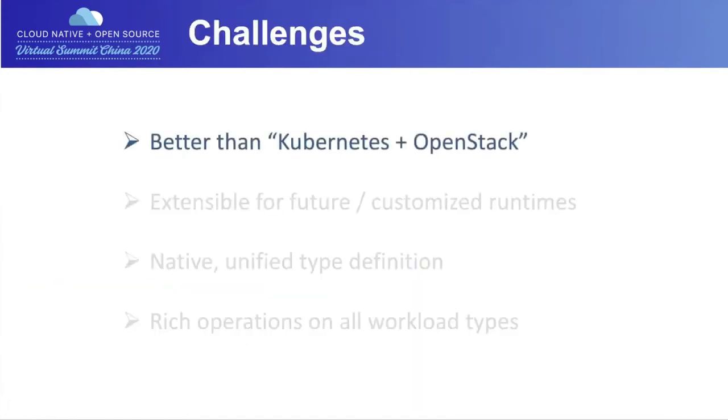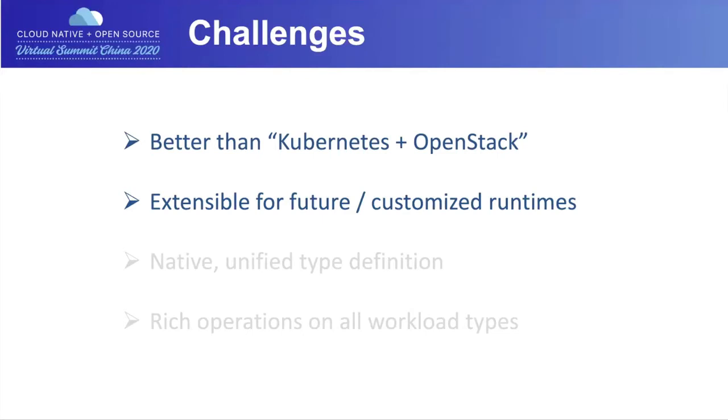First of all, we want to provide a better solution than just Kubernetes plus OpenStack. As we have discussed, we want to provide a feature like resource allocation coordination to this. Second is we want to stay open and extensible for future. If we have more workload types, we should be able to adapt to and accommodate them very easily.